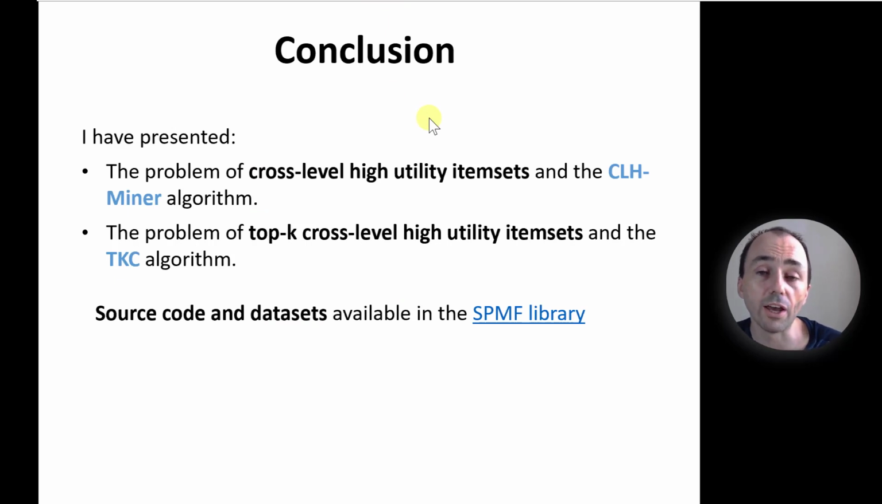So in conclusion, today I have presented the problem of cross-level high-utility item sets. I have talked about one algorithm called CLH-Miner, and I have talked about top K cross-level high-utility item sets and the TKC algorithm. If you want to try this, like the CLH-Miner algorithm, you can find the code and data in the SPMF library. It is free to use, open source. If you want to do research, improve the algorithm, you can find the code. And also there are some other algorithms available, okay, related to this. So you can try and have a look at how it works, okay.